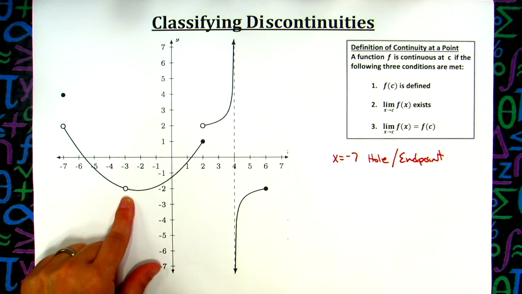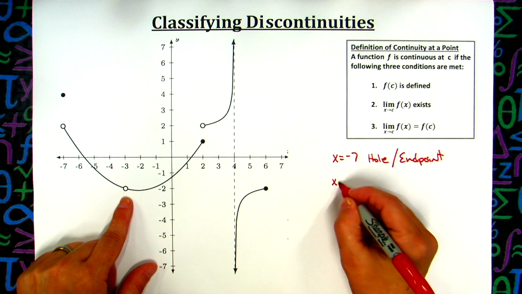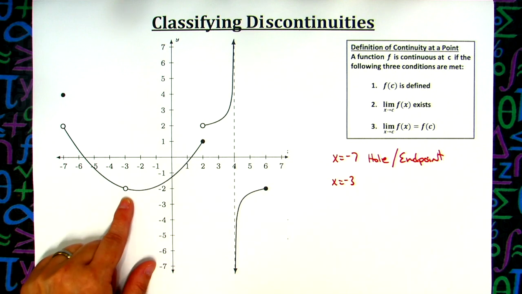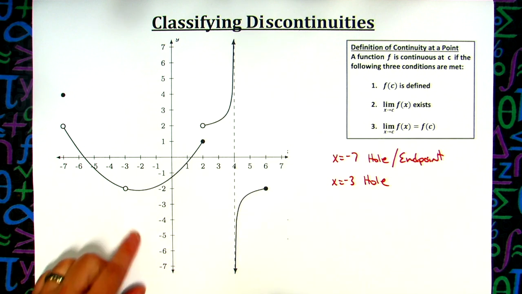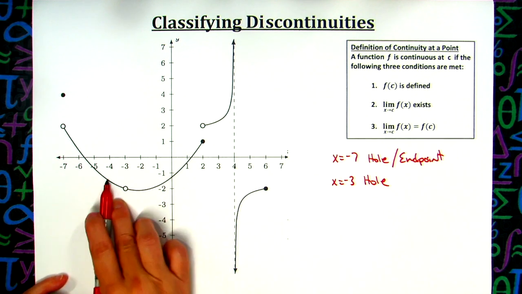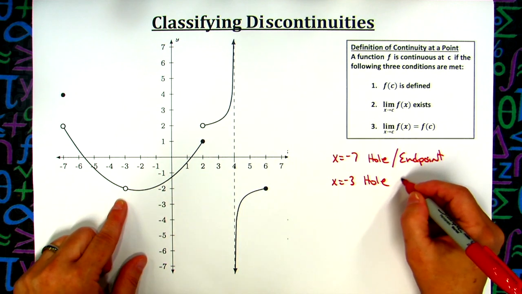Let's look here. We've got a hole right here at x equals -3. So at x equals -3, I have a hole. Think of that as: could I fill that in and then the function becomes continuous? Yes. So this is removable.